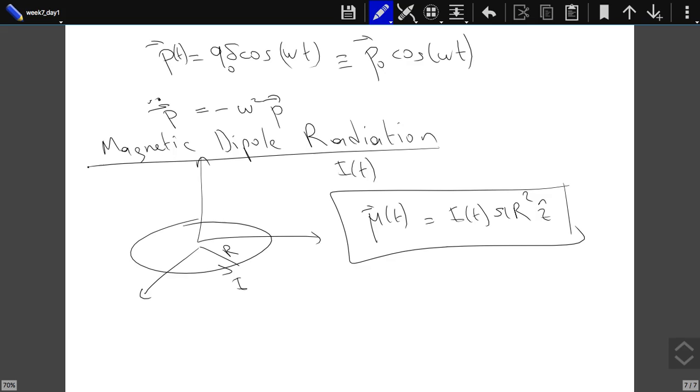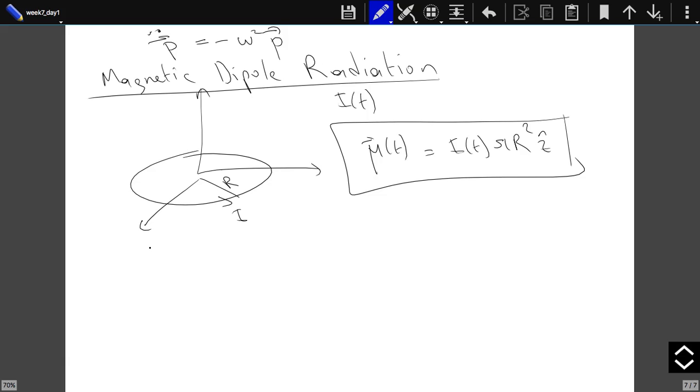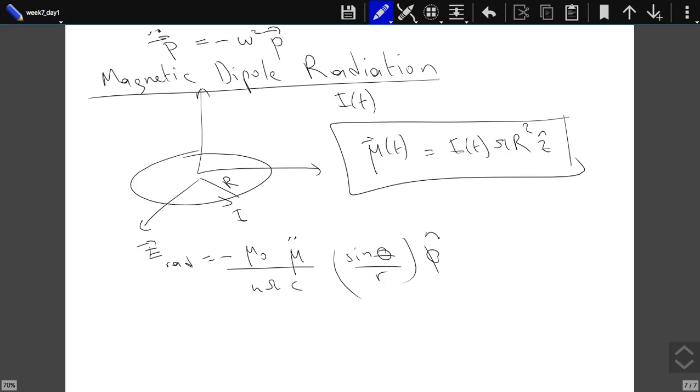And let me just write down the final answer for the magnetic dipole radiation. The electric field in this radiation zone is just minus mu 0 mu double dot over 4 pi c, sine theta over r, in the phi hat direction.